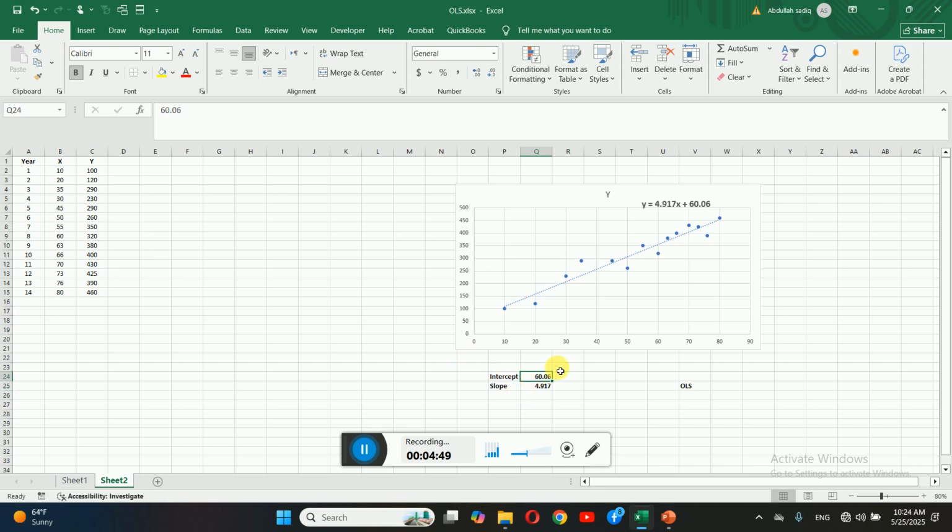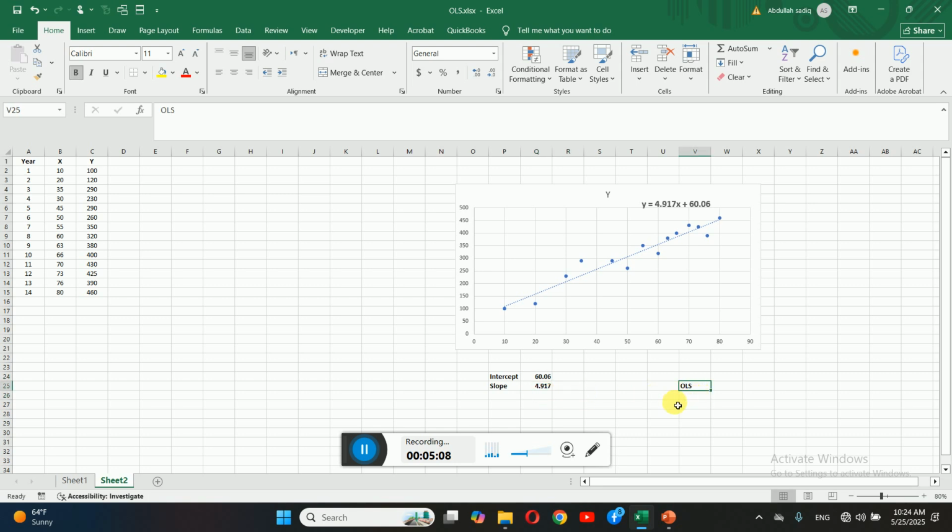If the x does not take any value, then still the y is intersected at the point of 60.06. So this is the value of y. It means if the x does not change at all, still the y is 60.06. Okay, dear students, what is the concept of OLS technically?